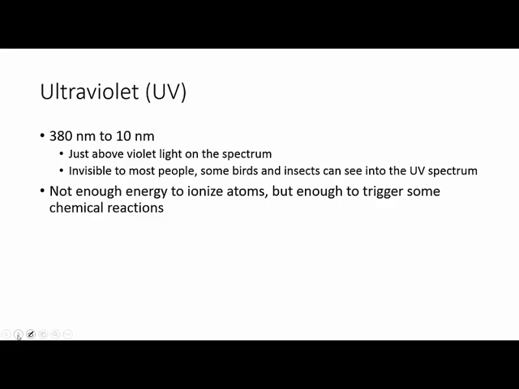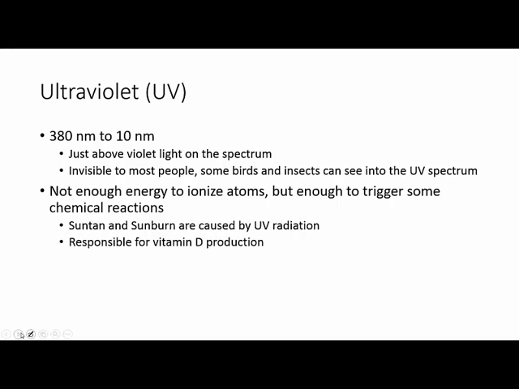Not enough energy, like I said, to ionize, but enough energy to trigger chemical reactions, which is good, but also bad. Okay, suntan and sunburn are caused by UV radiation, but also vitamin D production. We get that energy, which helps the chemical reaction to produce vitamin D. Because it can carry enough energy to damage things, it is a good thing that most of it doesn't get to Earth. If it did, life would have a very much harder time here.